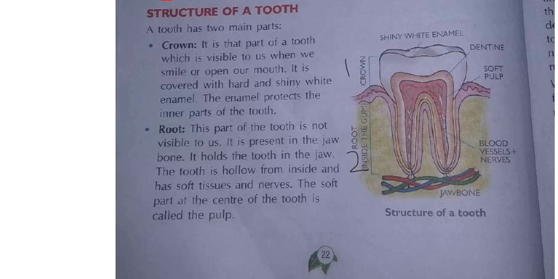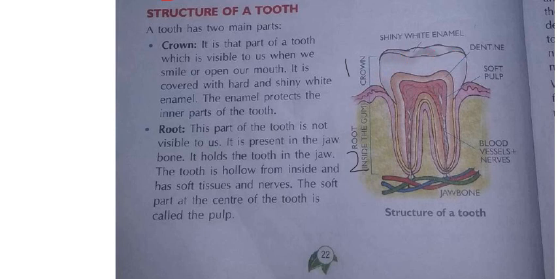What is this crown? When we open our mouth we can see, from outside, the white color of every tooth. That is only the crown, which is visible to us. Visible means which we can see, not visible means we can't see. When you open your mouth, when you laugh, every time we can see our teeth. The upper part which we can see is called the crown.